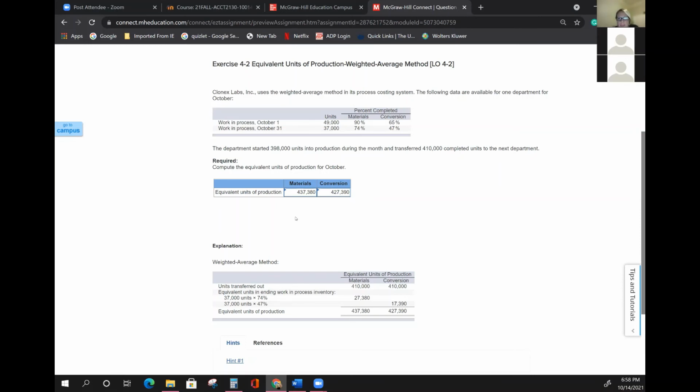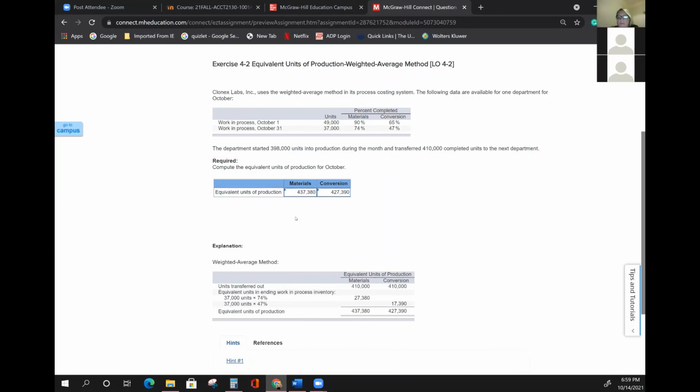Then I have to calculate out the units that are in ending work in process. I have 37,000 units at October 31. So when I'm looking at materials, I have to calculate out what was my percent that was completed that's getting transferred out. I have 74% on my table. It tells me 37,000 units at the end of the month. And I have 74% that are getting completed and transferred out. So I multiply it by 74% to come up with a number of units that's getting moved out.